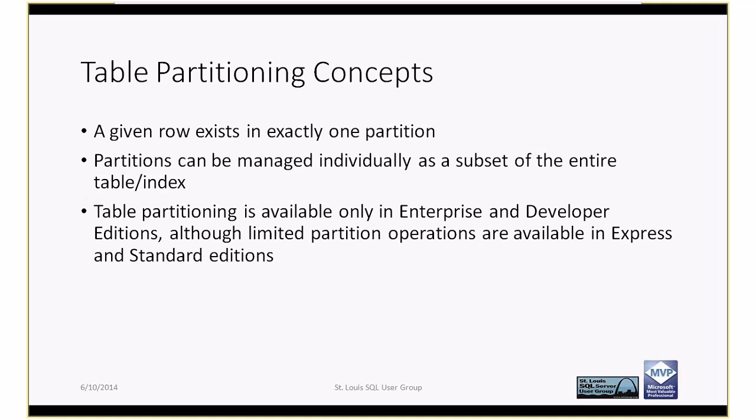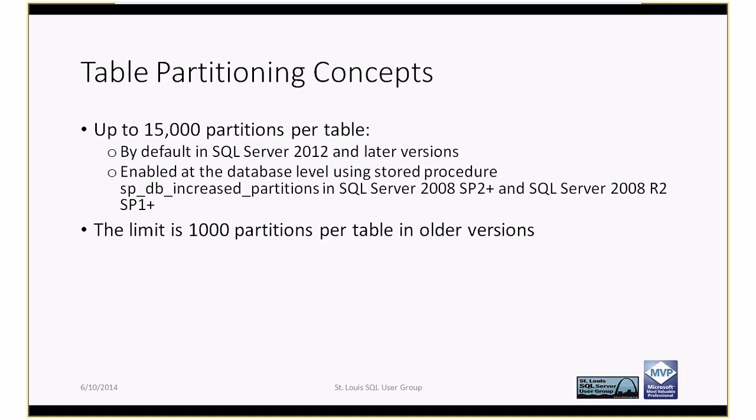Some of the core concepts here: a row exists in exactly one partition and only one partition. There's no duplicate data at all. You can manage the partitions individually, like I mentioned earlier. This is useful for a very large table, and I also mentioned it's only available in Enterprise and Developer editions. There are some limitations. You can only have 15,000 partitions per table, which is frankly plenty in most cases. It sounds like a tremendous amount until you figure, well, I've got 20 years of history and I want daily partitions. Well, you'd blow through it pretty fast.